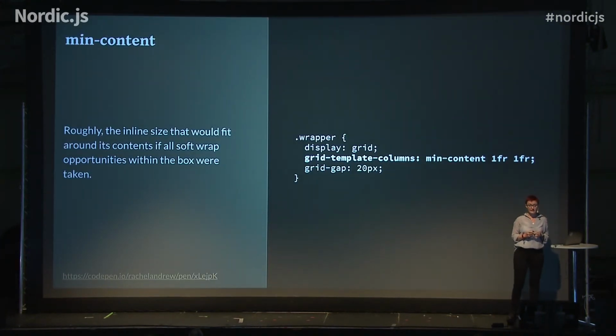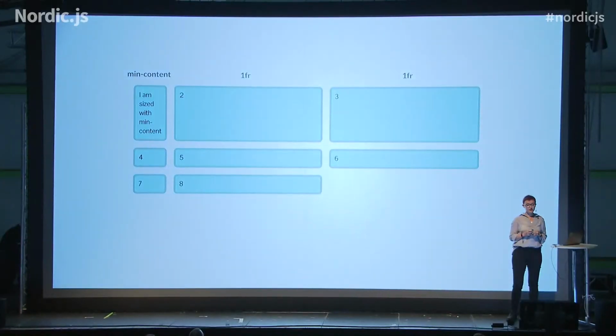So min content. Here I've used min content for my first track. And if you set a track to min content, the content will try and use all of the wrapping opportunities available to it. So what actually tends to happen is you get a track like this. You can see that that text has wrapped everywhere it can. It's basically wrapped down to the size of the longest word, which is content. It's all sort of compressed down, and that's happened all the way down the track.